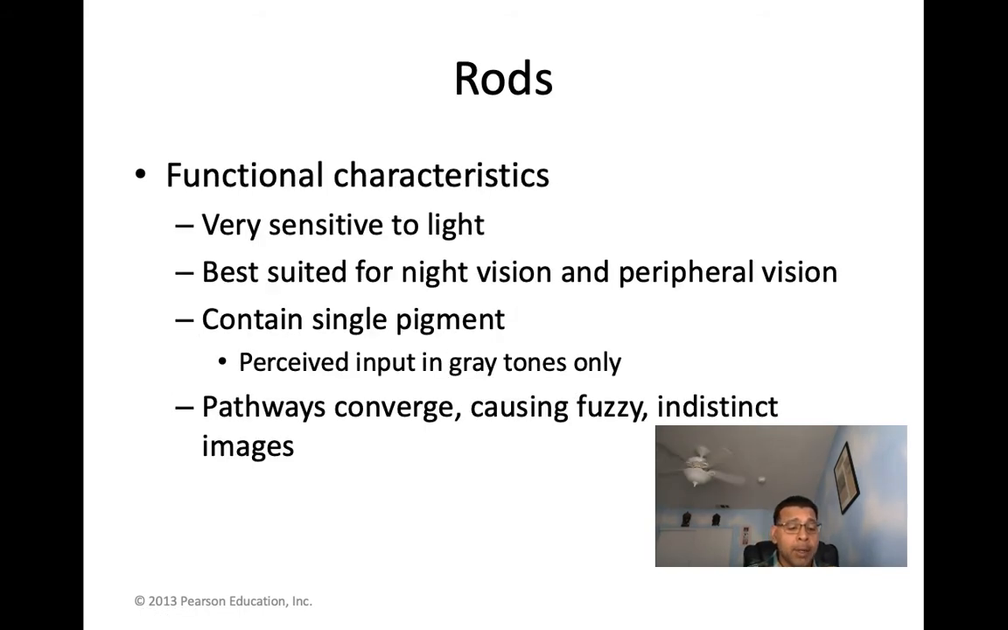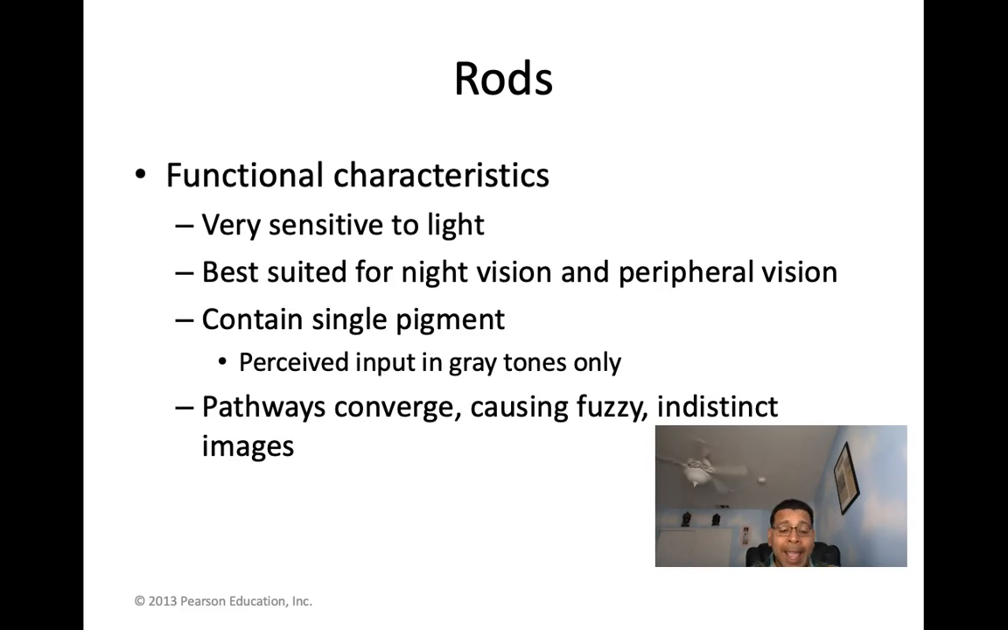So let's talk about our rods. I'd like you to know our rods are going to be very sensitive. That means that they respond to very dim light, making them best suited for night vision and peripheral vision. So we'll see in dim light, only the highly sensitive rods are going to be able to respond.